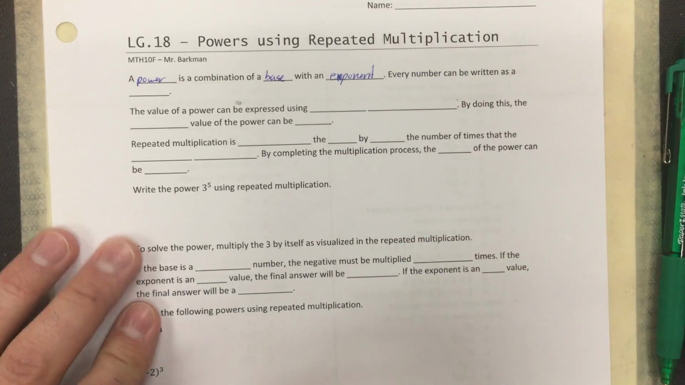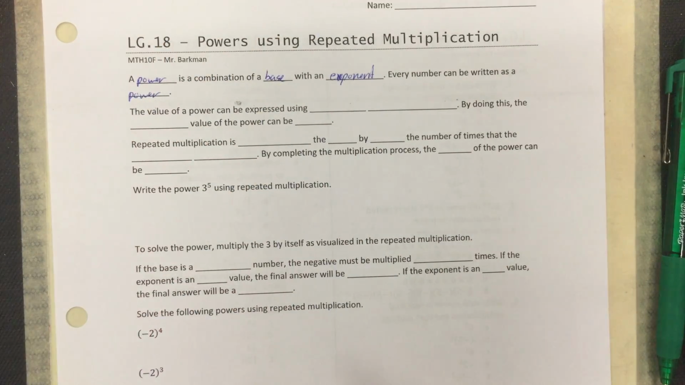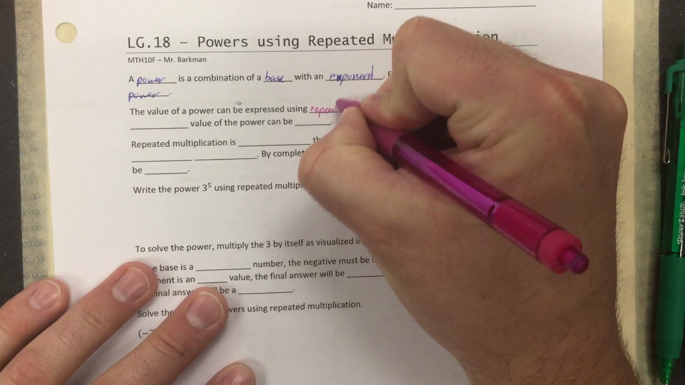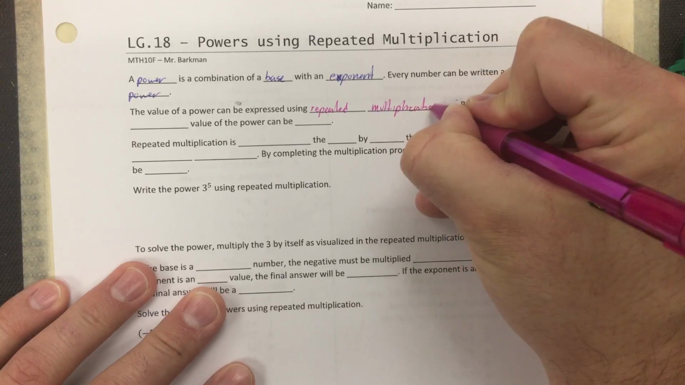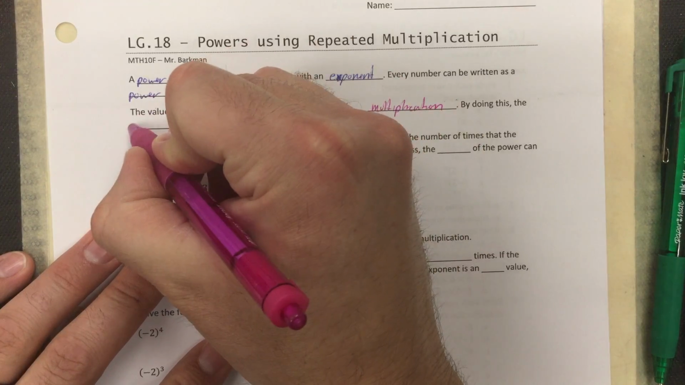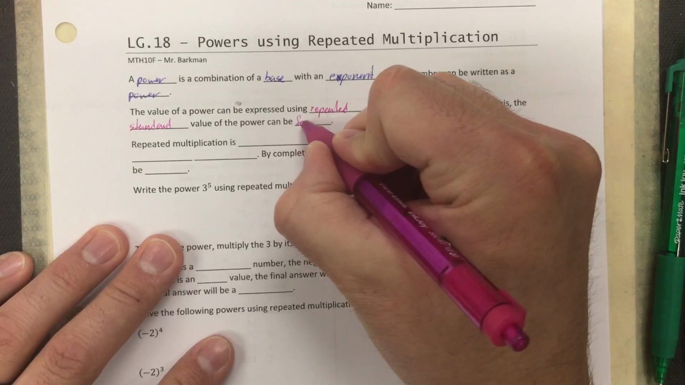Okay? Every single number can be written as a power. Many of them would just be that number to the power of 1, but we could also write them in other ways as well. Now, the value of a power can be expressed using a term called repeated multiplication. By doing this, the standard value of the power can be found.